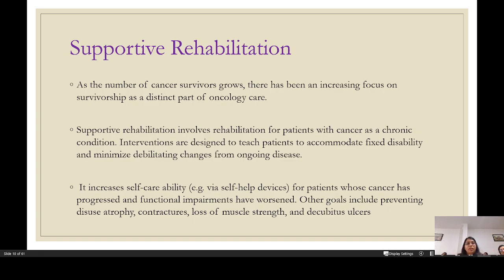Second is supportive rehabilitation. As the number of cancer survivor grow, there has been an increased focus on survivorship as distinct part of the oncological care. Supportive rehabilitation involves rehabilitation for the patient with cancer as a chronic condition. Intervention are designed to teach patient to accommodate fixed disability and minimize the debilitating changes from the ongoing disease. It increases self-care availability for the patient whose cancer has progressed and functional impairment has worsened. Other goals include preventing disuse, atrophy, contracture, loss of muscle strength, and decubitus ulcer.